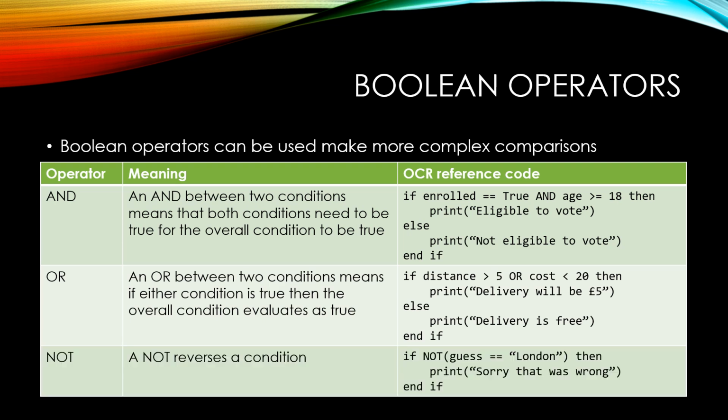Not only works with one condition and it reverses its value. So in this example, if not guess equals London, then print sorry that was wrong, would basically apply to everything except the guess that was correct, which was London.